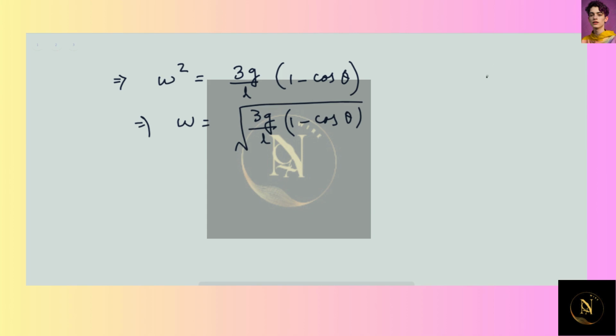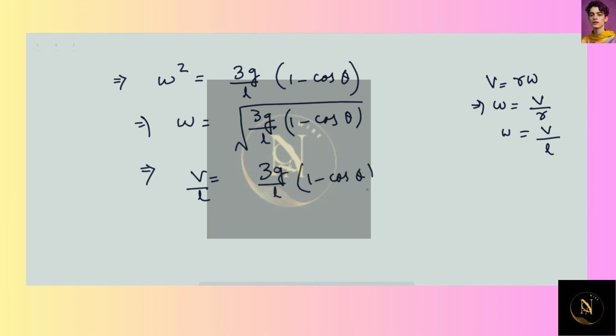Now, we know that velocity is r times omega. This means that omega is equal to v over r, and r here is basically the length. So we will use this equation to find the velocity. So v over L will be equal to the square root of 3g over L times 1 minus cos theta. This gives an expression for v, which we can solve now to determine the velocity.